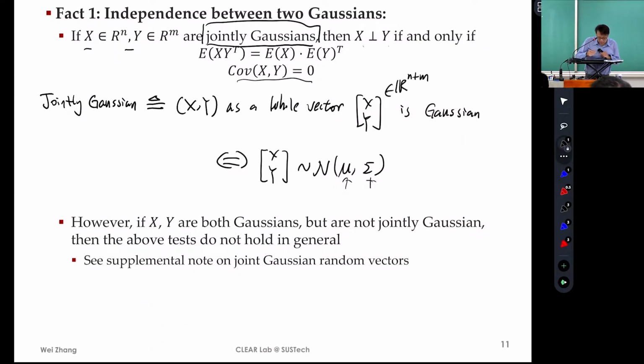However, this is optional for maybe advanced students. I may upload some notes to explain. It could be possible that x and y are both Gaussians, but they are not jointly Gaussian. Let me repeat. Each of them could be a low-dimensional Gaussian, but if you put them together as a vector, it's not Gaussian anymore. It's very possible. I will give an example, maybe upload a note. This will take some effort to explain.